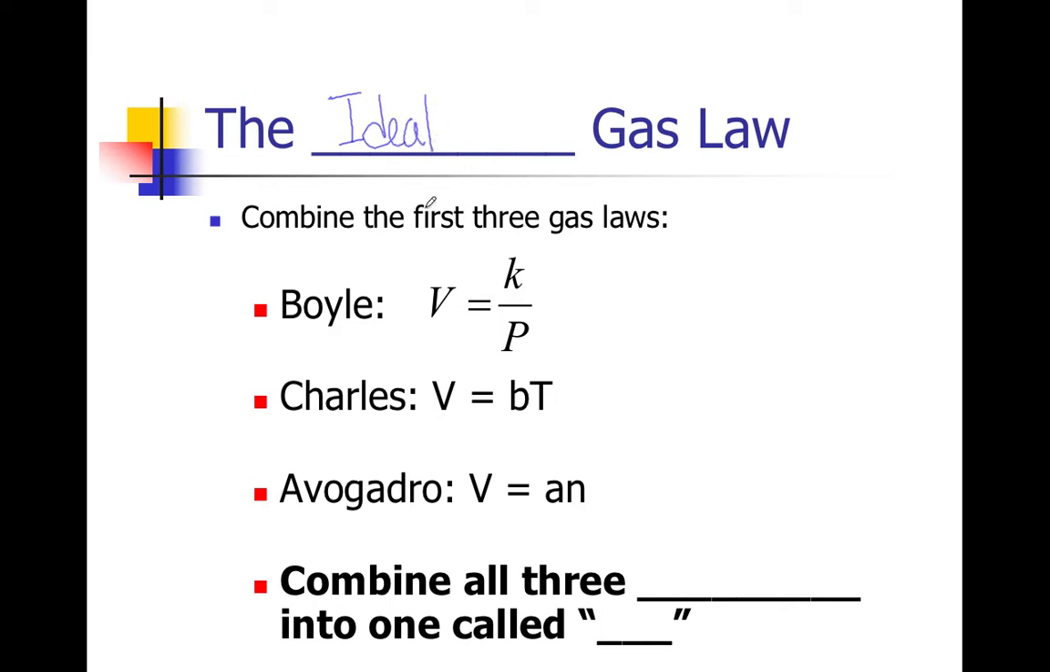The ideal gas law combines the first three gas laws. So the other day we talked about Boyle's law, Charles's law, and Avogadro's law. Each of these three laws had a constant in them before we did some rearranging. What the ideal gas law does is it combines all three of the constants into one constant that is called R.